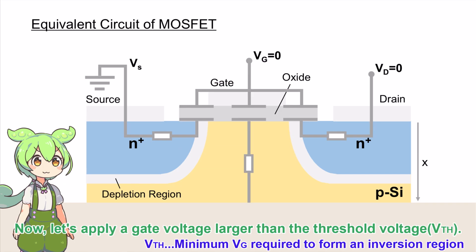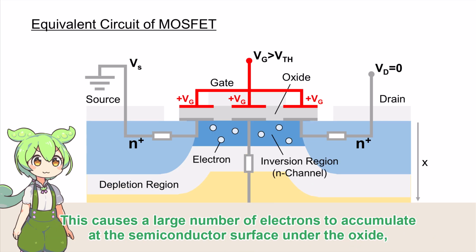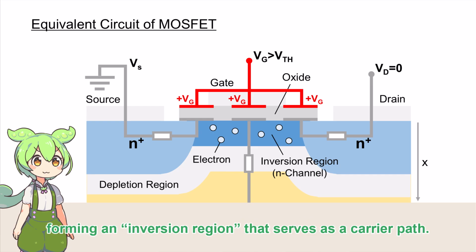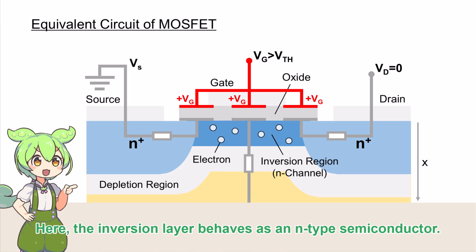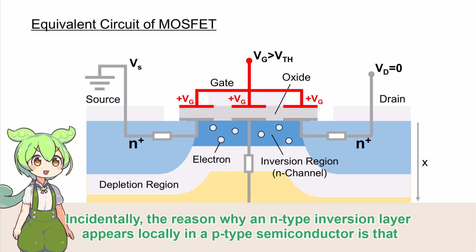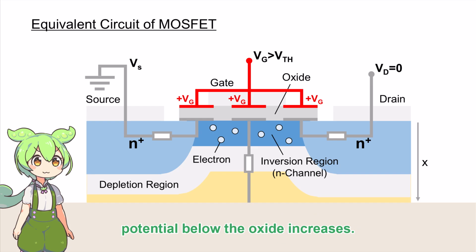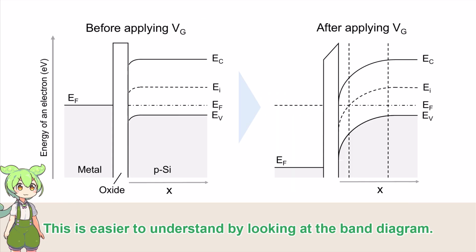Now, let's apply a gate voltage larger than the threshold voltage. This causes a large number of electrons to accumulate at the semiconductor surface under the oxide, forming an inversion region that serves as a carrier path. Here, the inversion layer behaves as an N-type semiconductor. Incidentally, the reason why an N-type inversion layer appears locally in a P-type semiconductor is that the potential below the oxide increases. This is easier to understand by looking at the band diagram.